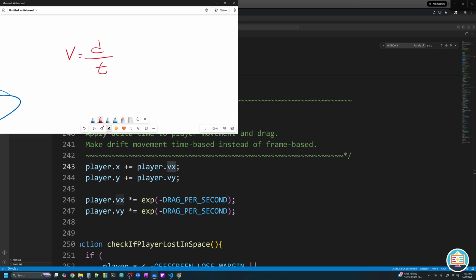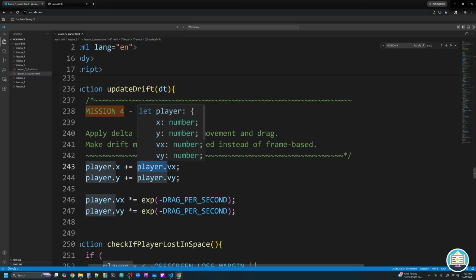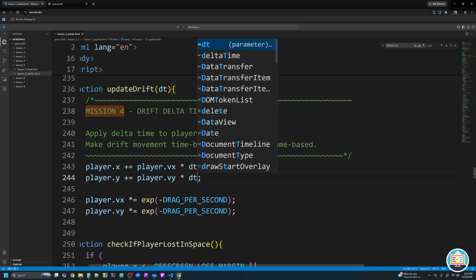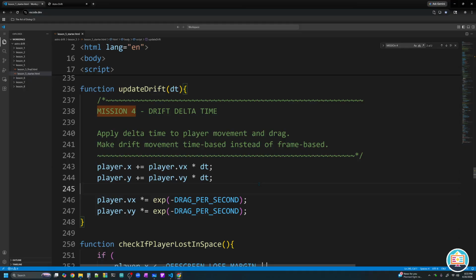And so I can multiply both sides by t. And when I do that, I get the distance of the player, or the position of the player, is their velocity times their time. We've already got the velocity, so what are we missing? We're missing our time interval. And that time interval is going to be delta time, our dt that we converted into seconds. So right here, I take that velocity. That's how fast we're moving in a given unit of time. I need to multiply by the given unit of time. So I'm going to multiply both lines by dt. And doing that, we should fix our movement.